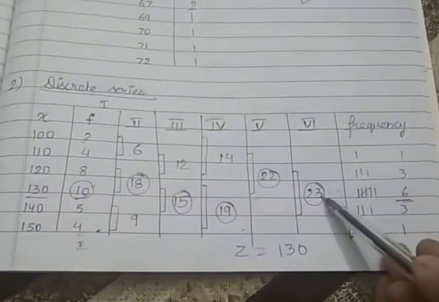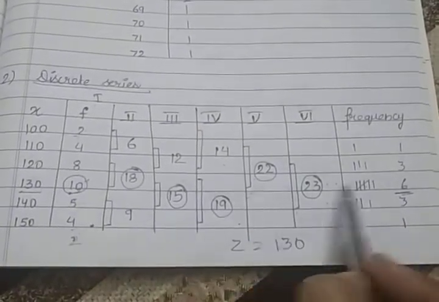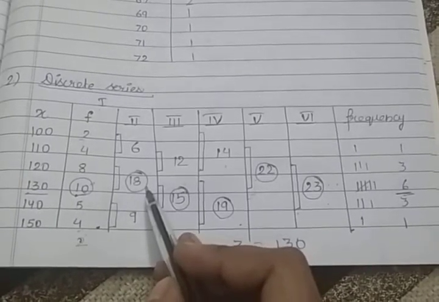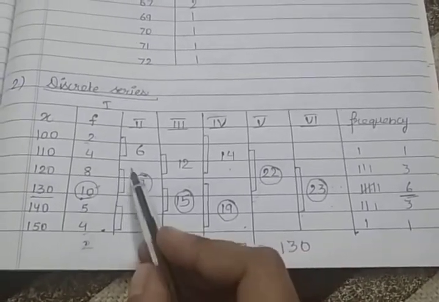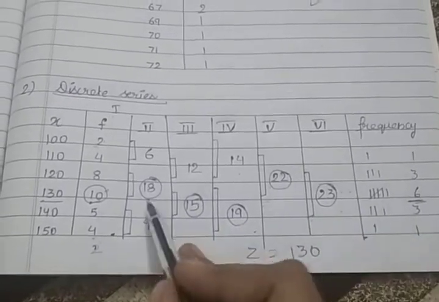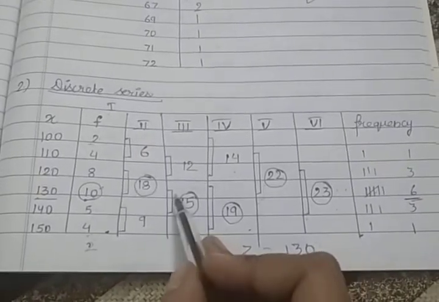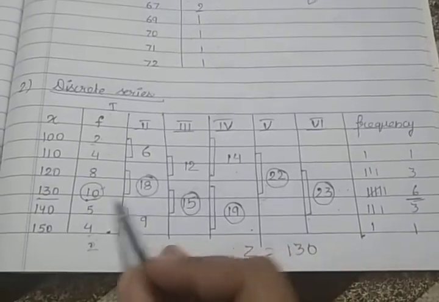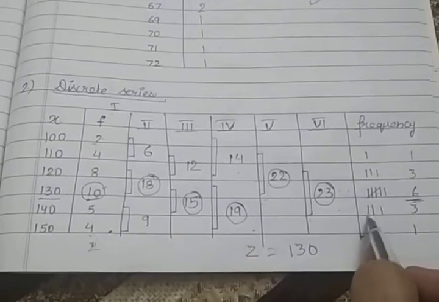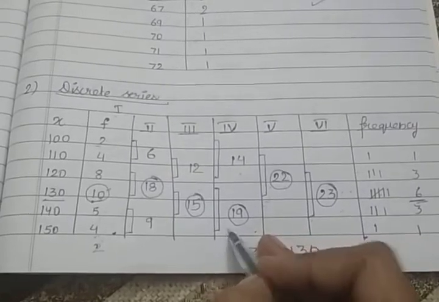Now we have to make the frequency. 10 is the highest number, so in front of 10, 1 bar. 18 is the highest number, but 18 we got by the calculation of 8 plus 10. So in front of both the numbers we have to put 1 bar. 1 bar here and 1 bar here. Same with 15, you got it by the calculation of 10 and 5. So in front of 10 you have to put 1 bar, and in front of 5 you have to put 1 bar. Same with 19, in front of all 3 numbers you have to put the bar.